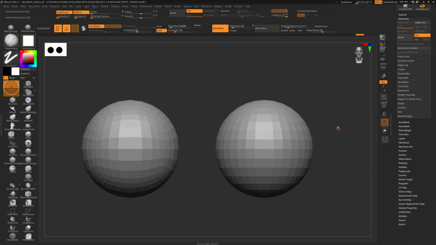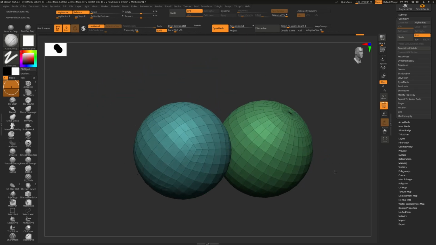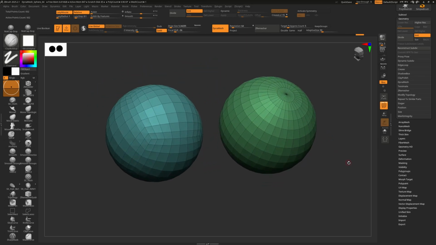Topology refers to the flow or structure of the mesh. It becomes especially important when you're planning to animate a model. Take a look at these two spheres. They look the same at first glance, but their topology is different. By paying attention to topology, you can create more optimized models.